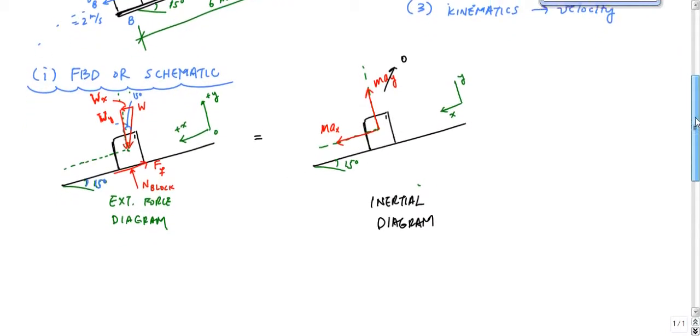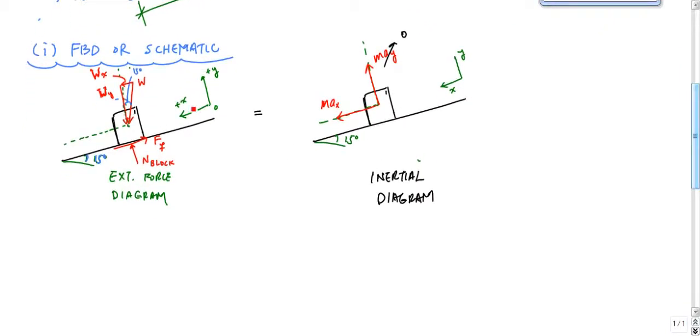Now the next part: once you have a good external force diagram and a good inertial diagram, then it's all about applying Newton's second law, or the equation of motion. Apply F equals ma right here. Because F equals ma is a vector equation, we're going to break it up into components and look at one dimension at a time.